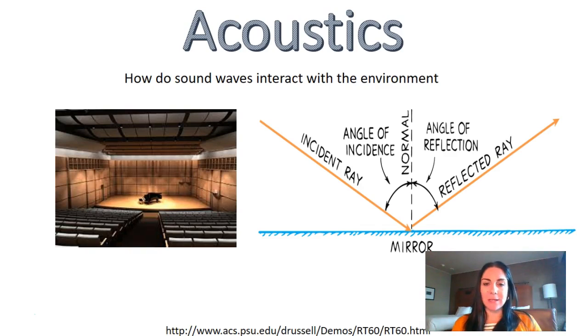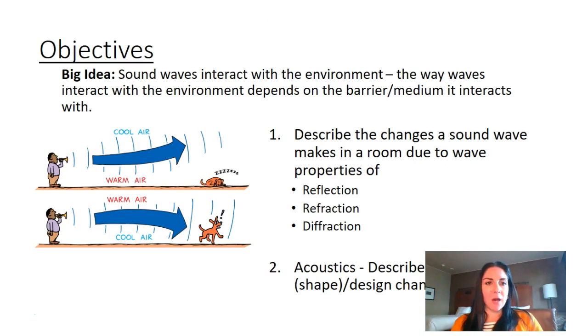So the ultimate big idea for this is how do sound waves interact with the environment? We can make a sound, we learned about what sound is all about, what it can do, how it travels, interacts through interference. But what happens when it hits a wall, or a barrier, or a window, or some other sort of medium? So we're going to look at that and investigate that today.